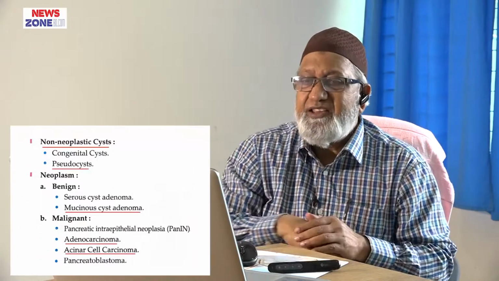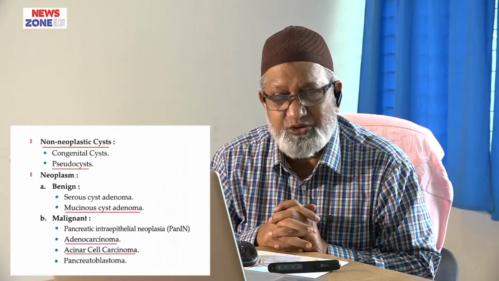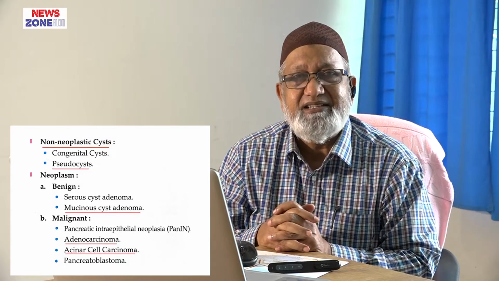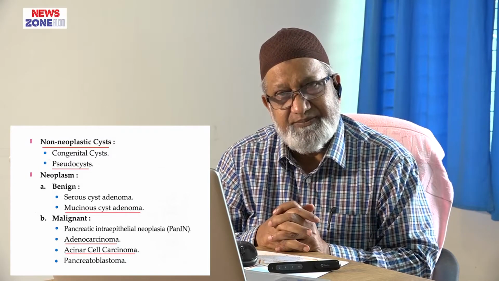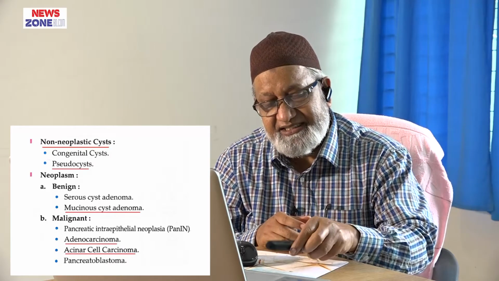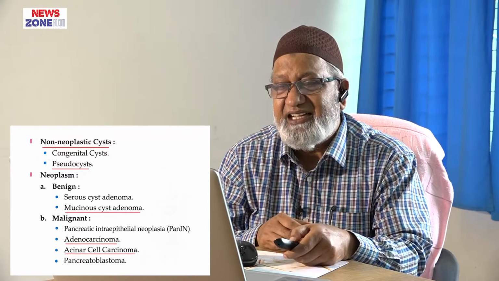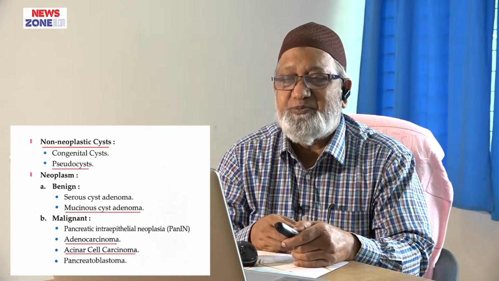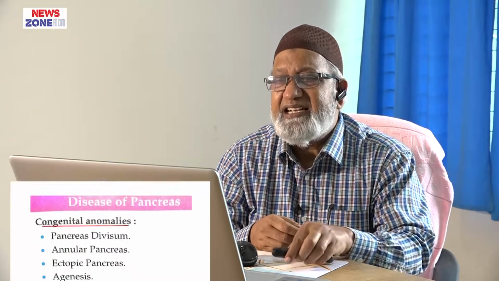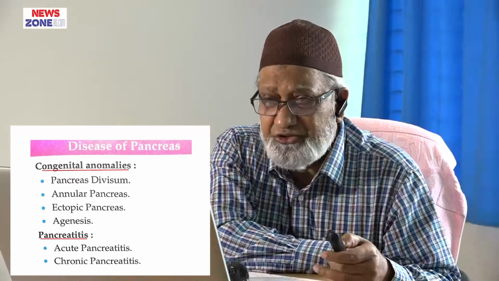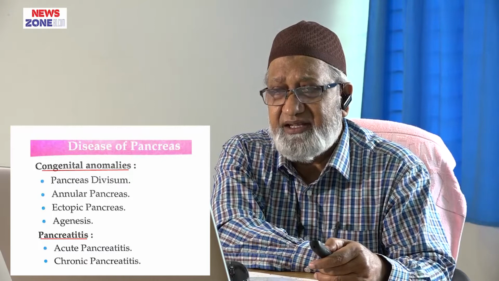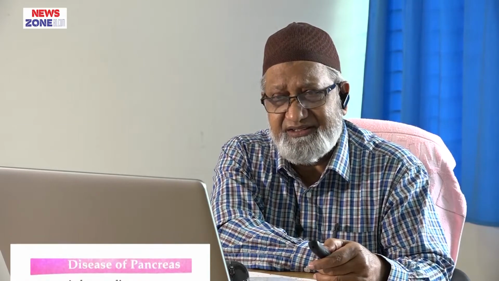Now, if we are asked what are the diseases of the pancreas? Like other organs, you have to say the congenital anomalies, pancreatitis, that is inflammation, then non-neoplastic cysts, and then the neoplastic lesions. Very important among the congenital anomalies are pancreas divisum, annular pancreas, ectopic pancreas and agenesis.